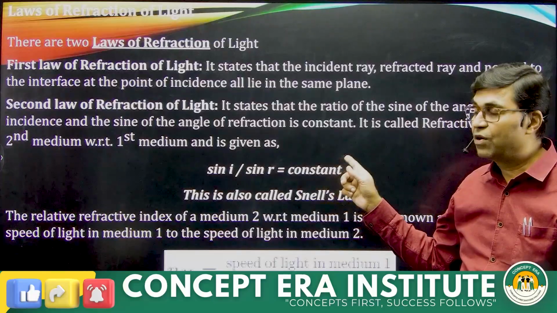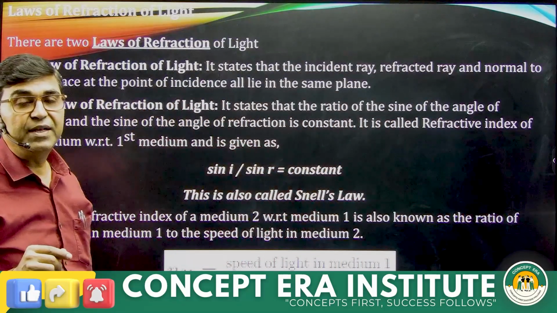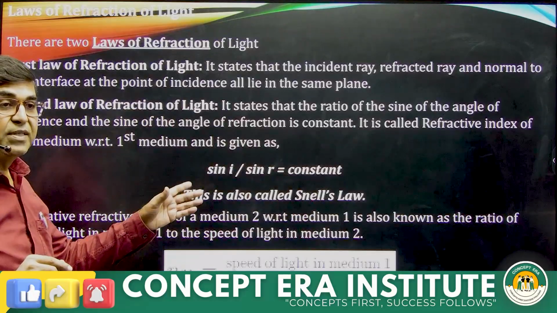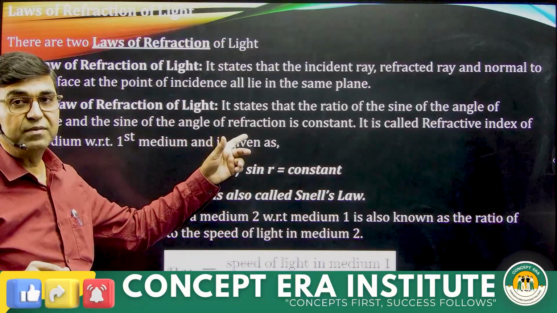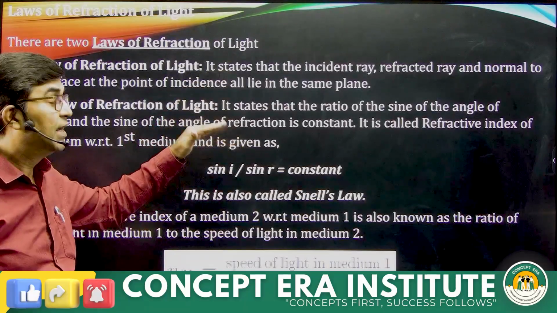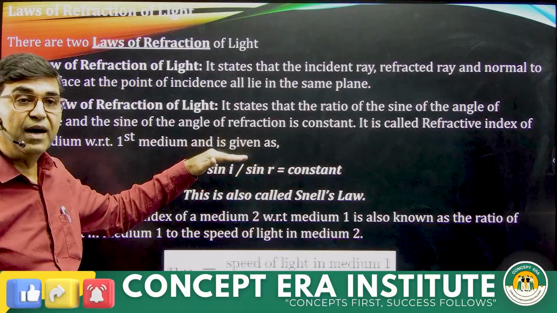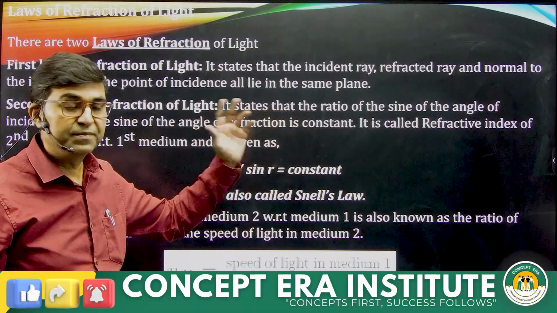This ratio, the constant, is also known as the refractive index of the second medium with respect to the first. Here the first medium being air and the second medium being glass, so we will say that this is the refractive index of glass with respect to air.